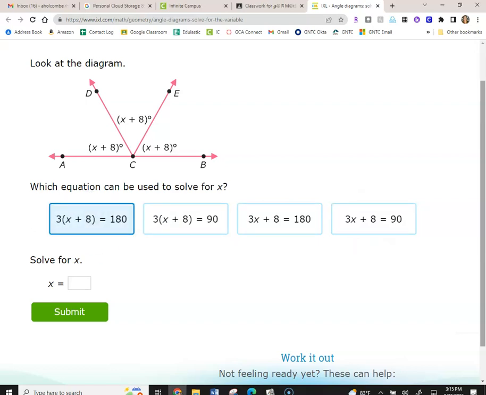Now, to solve that, you could do one of 2 things. You could distribute the 3, which is the method that most people tend to go. Or you could divide by 3, because 180 will divide by 3 nicely. But anyways, you would subtract 24, 156, then you would divide by 3, 52.